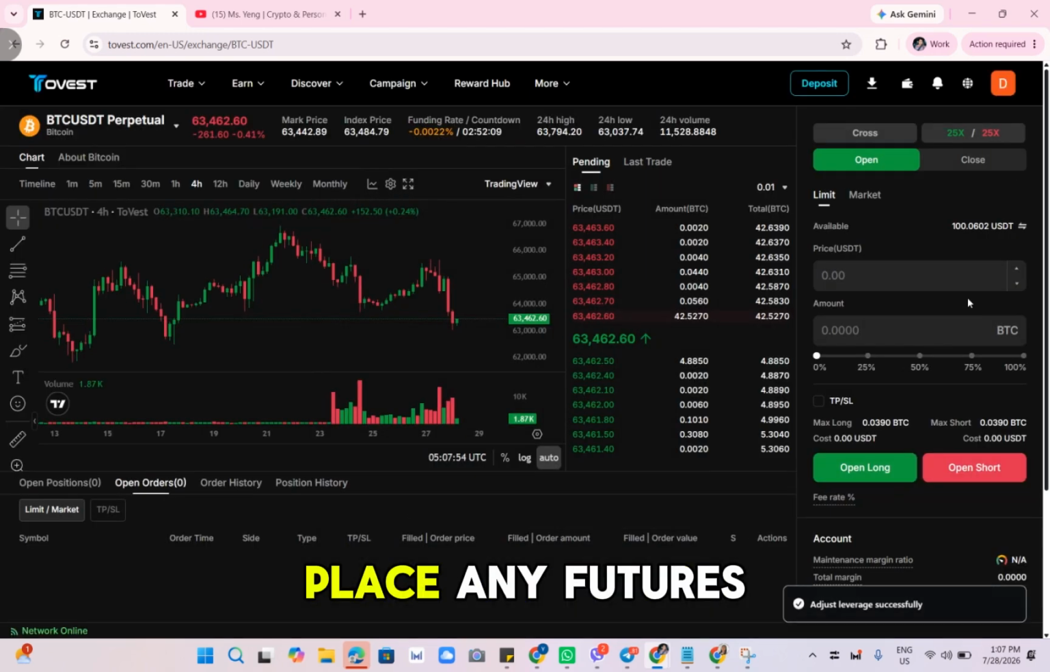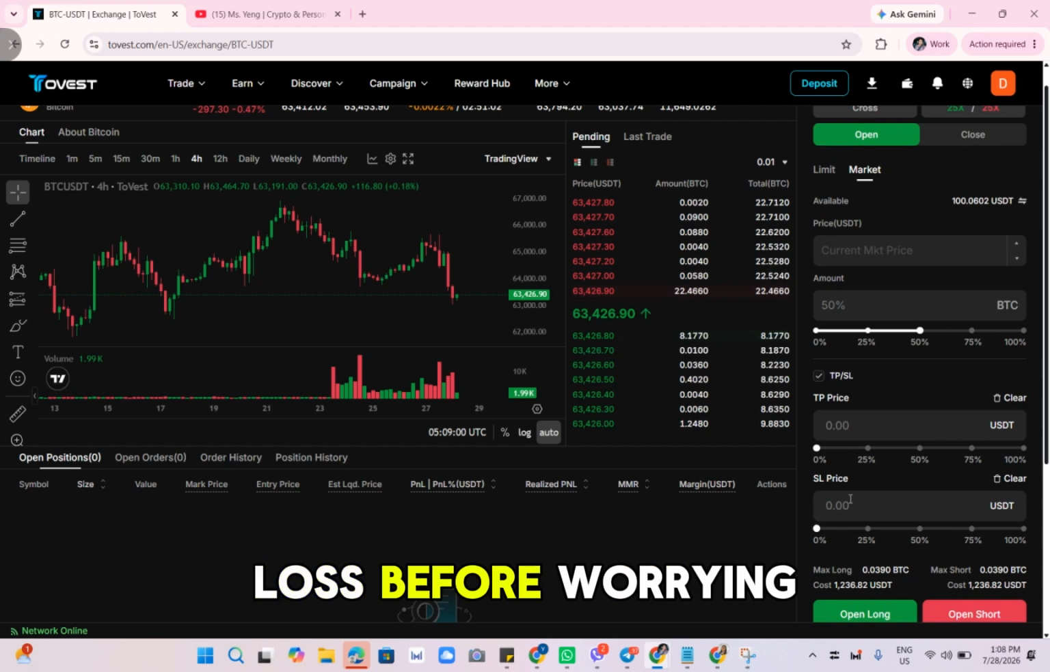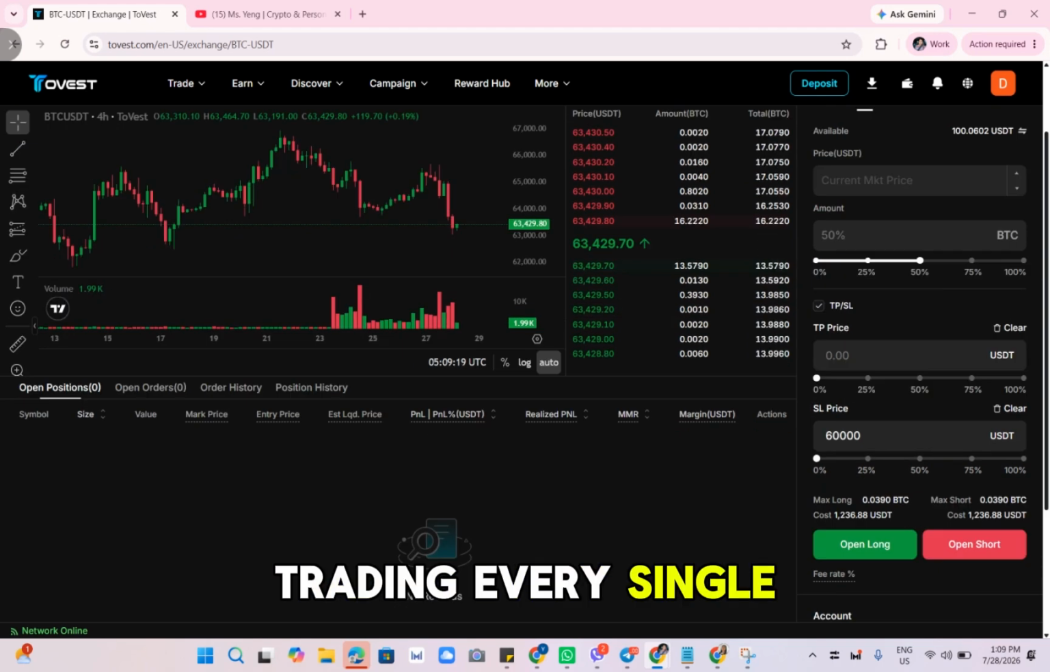And before you place any futures trade, set up a stop loss. Always, don't forget that. Set your stop loss before worrying about your profit target. Risk management comes first in futures trading, every single time.